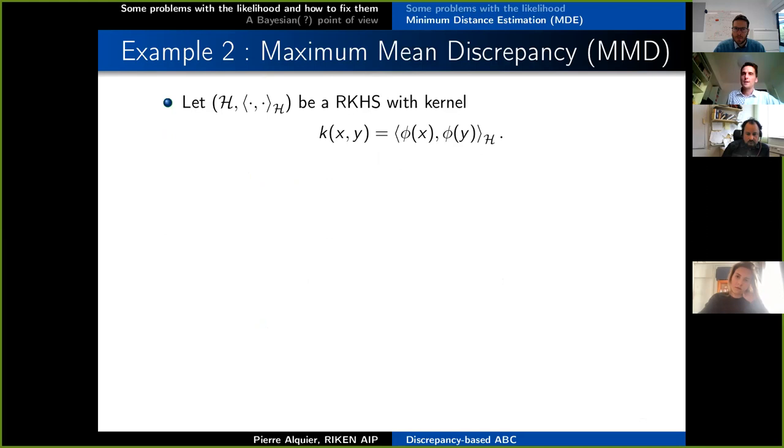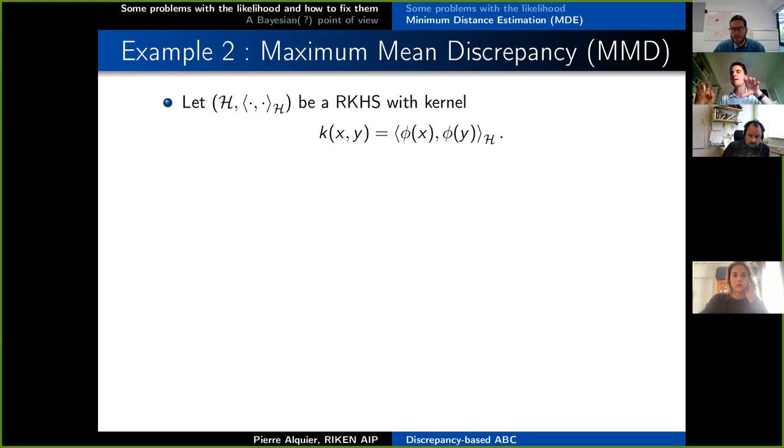And I want to insist on another example that was mostly the motivation of what will come in the ABC part. It's another example of an integral probability metric, which is called the maximum mean discrepancy. And it's inspired by the kernel community. So you have a kernel, which means that it's a scalar product, but not between x and y, but between phi of x and phi of y, where phi is a possibly nonlinear function that maps the observation into a Hilbert space.